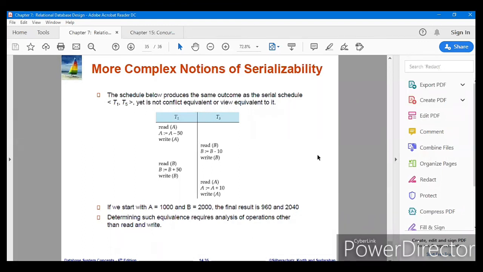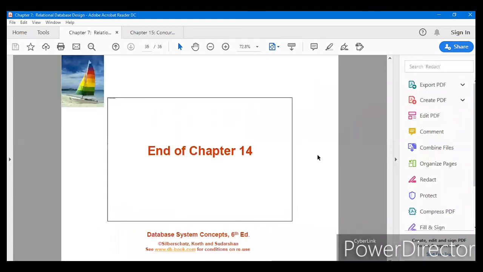So this is another example, a serial schedule of T1 and T5, yet it is not conflict equivalent or view equivalent. You can go through this example as well as practice. And this ends the topic of transaction.